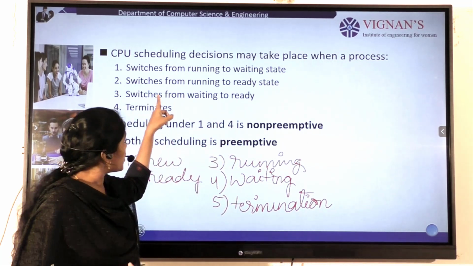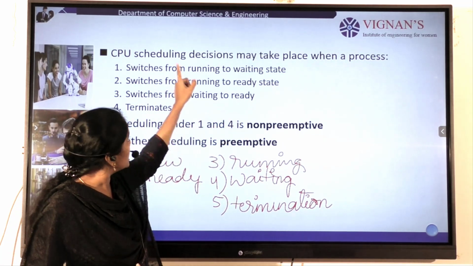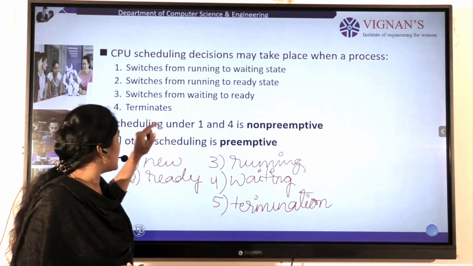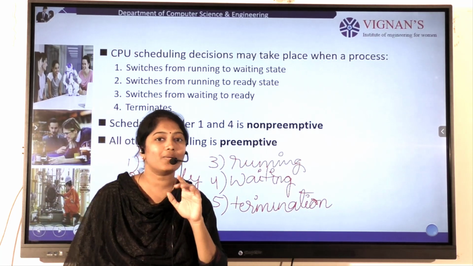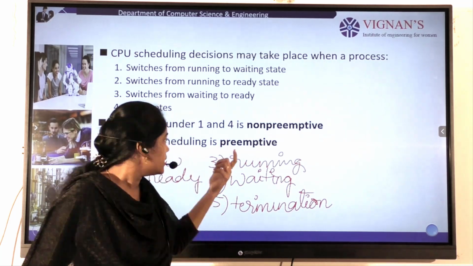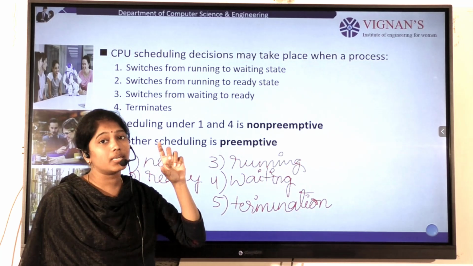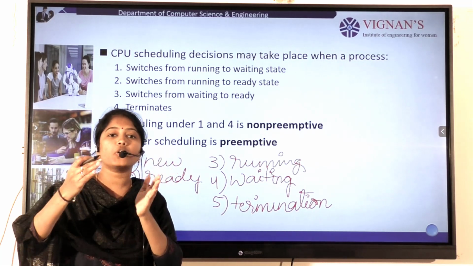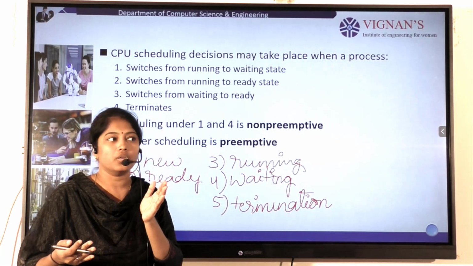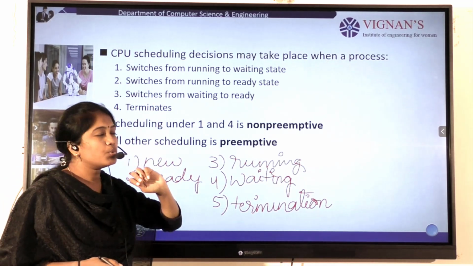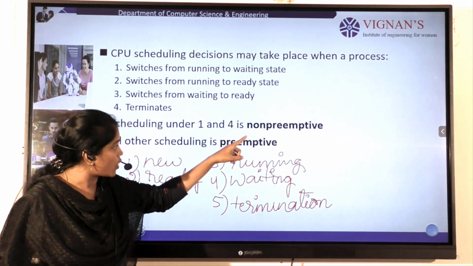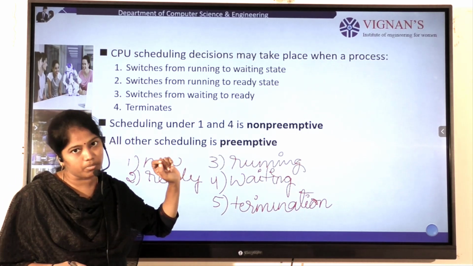So when a process switches from waiting state to ready state, CPU scheduling also occurs. Next, when a process terminates, that is, when it completes its execution completely, process scheduling occurs. That means another process will enter into execution. So these are the 4 situations. Mainly there are 2 types of scheduling: the first one is non-preemptive scheduling, the second one is preemptive scheduling.